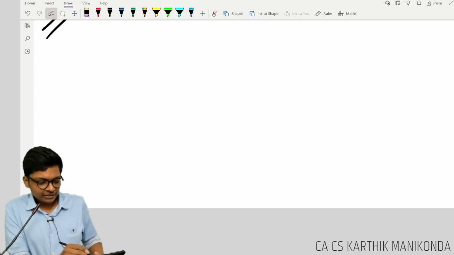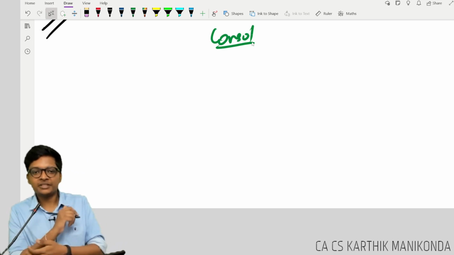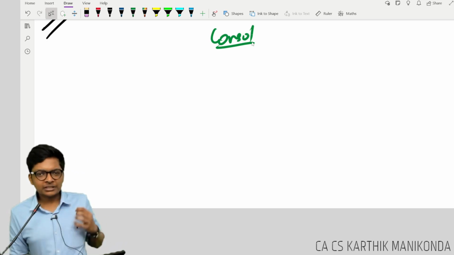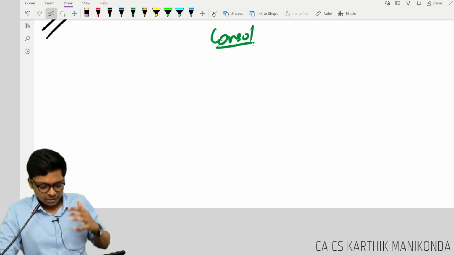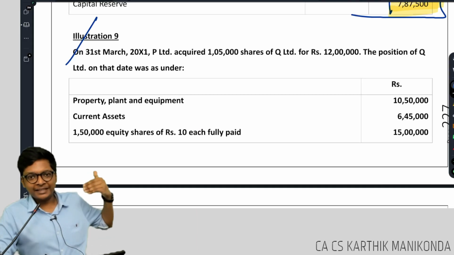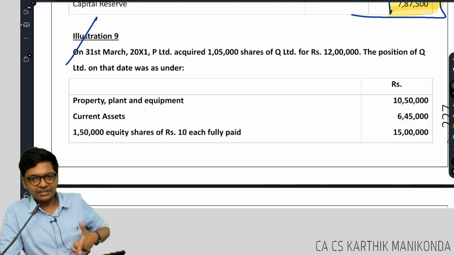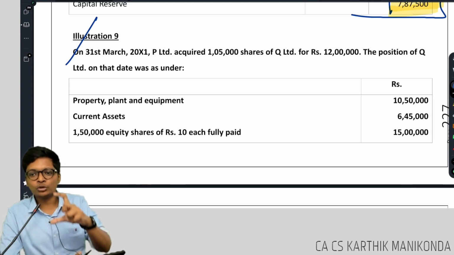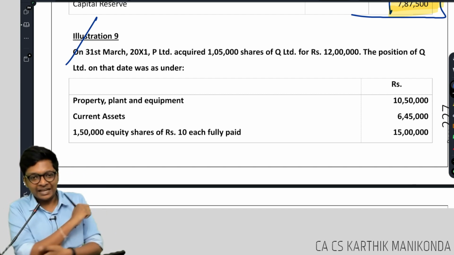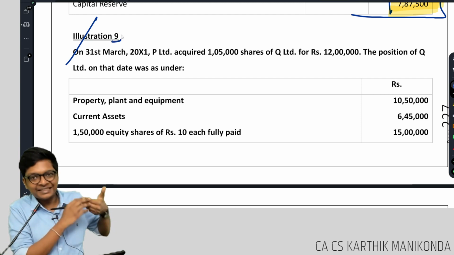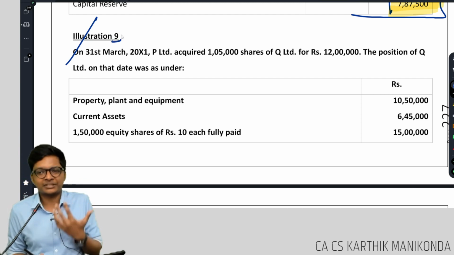Okay, let's start off guys, resuming with consolidation. Now we only have big sums left in this chapter. Whatever sums we are going to do from now till the end of consolidation of subsidiary, all the sums from illustration 9 till the end are the same sums that are there in the old syllabus study mat and the same in the new syllabus study mat. Only before this a few sums were added, but from illustration 9 till the end everything is old syllabus, but for us we are going to learn from scratch.